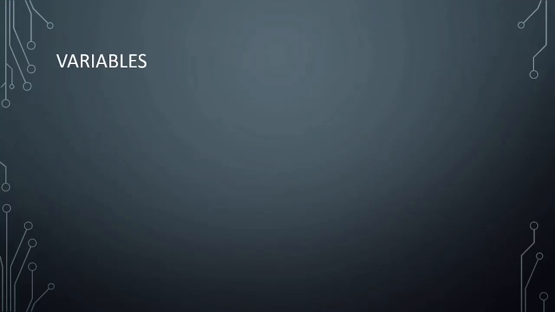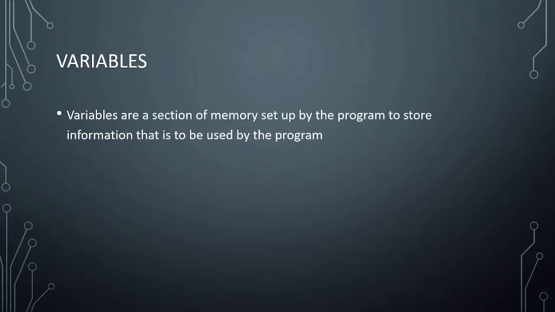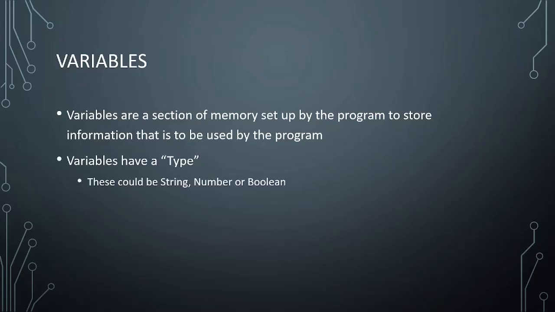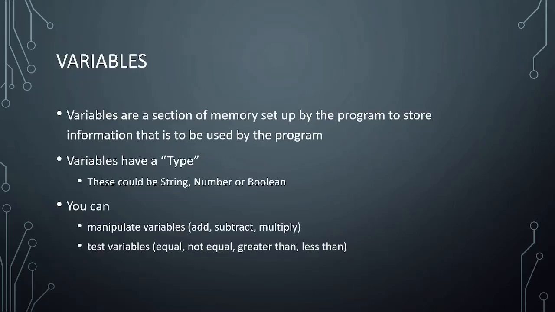Now let's start looking at variables. In general, variables are a section of memory that is set up by the program to store some information that is to be used in the program. So variables have a type. Now these types could be strings, numbers, booleans, or any combination of these types of things, and we'll talk about that a bit later.